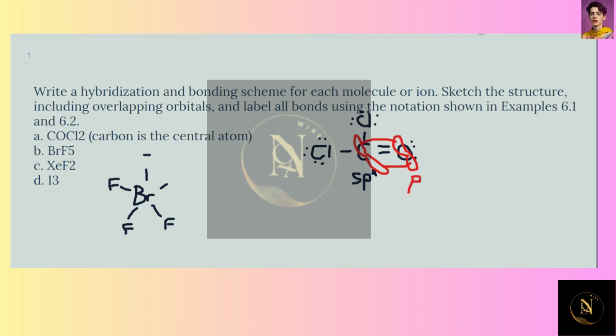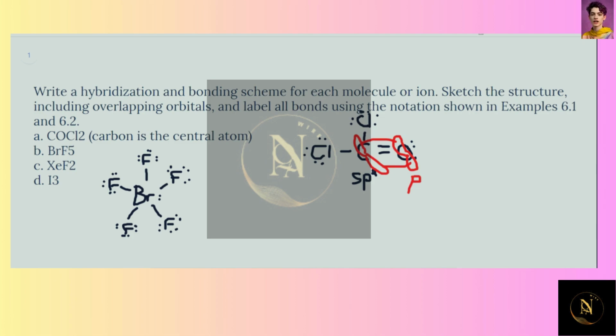And we should also keep in mind that bromine has 7 valence electrons. So if we use 5 for bonding, 2 of them have to be in a lone electron pair. That accounts for all 7 of them. Now we just need to account for the octets on fluorine. There. And now we need to label all these bonds.